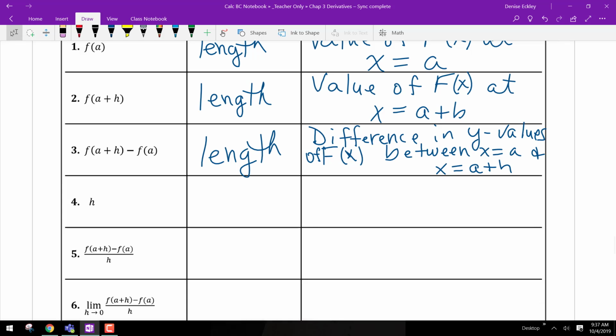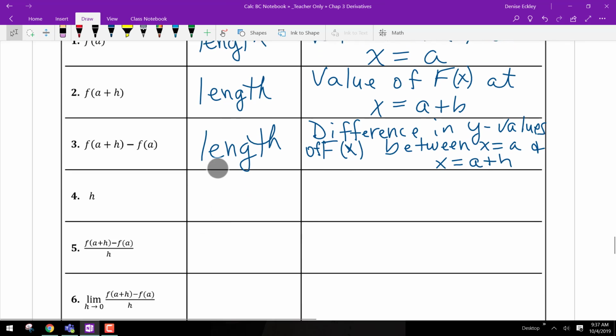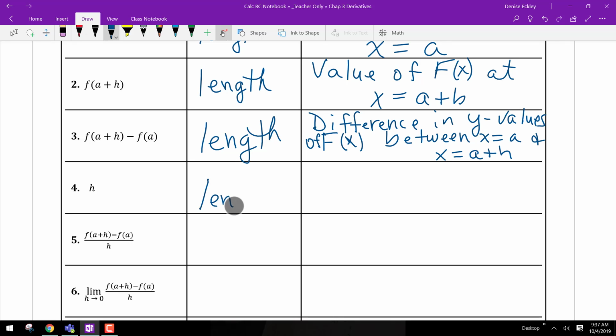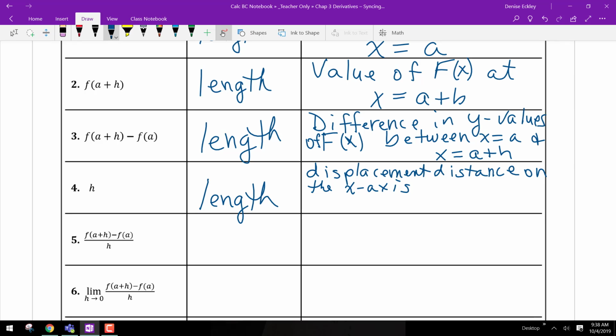Okay, and then number 4 is also a length. That's the displacement distance, as it's called, on the x-axis between our old friend x equals a and our other old friend, x equals a plus h.